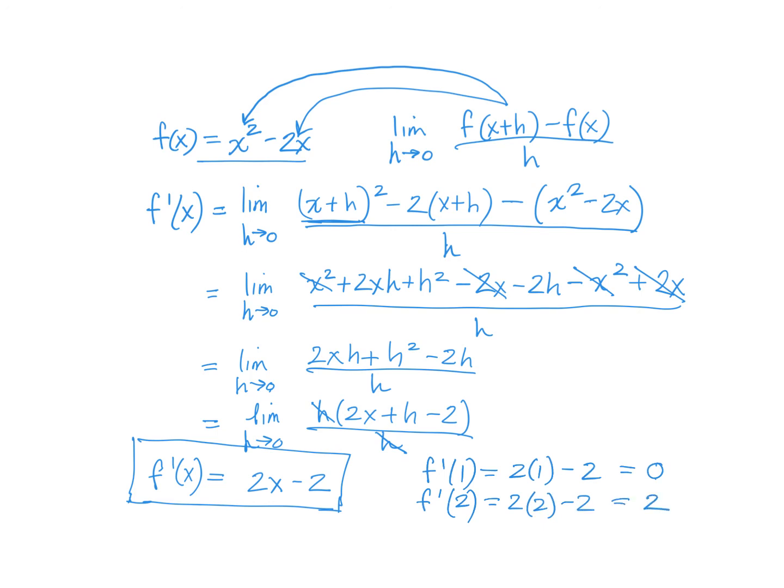So the slope of the tangent line to that function at 2 is going to be 2, and so on. We can find it at any x value that we want. So finding the general derivative is actually a nice thing to be able to do, because then we can find the slope of the tangent line at any point we want.